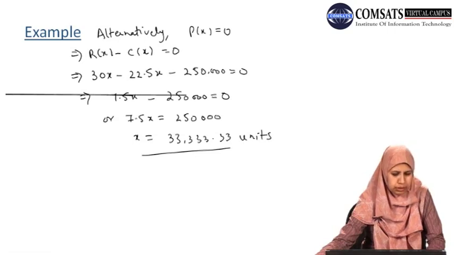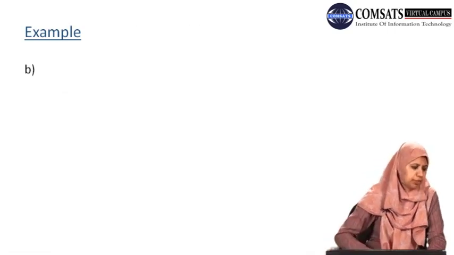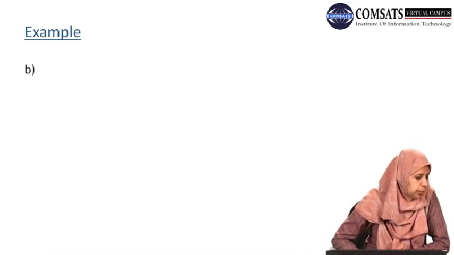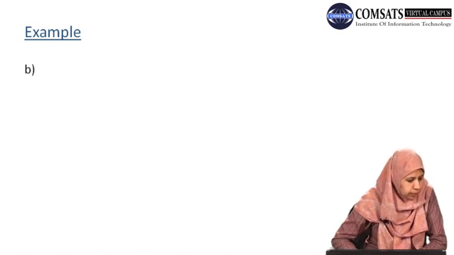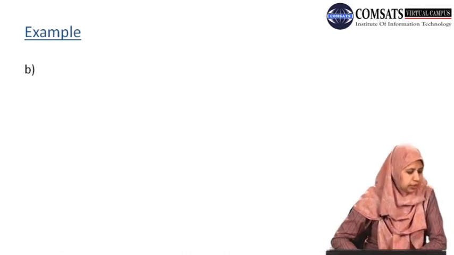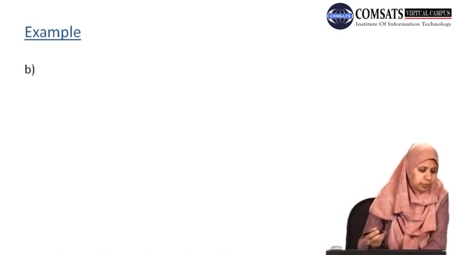Okay. Now we are further asked that preliminary marketing data indicate that the firm can expect to sell approximately 30,000 smoke detectors over the life of the project if the detectors are sold for $30 per unit. Determine expected profits at this level of output.